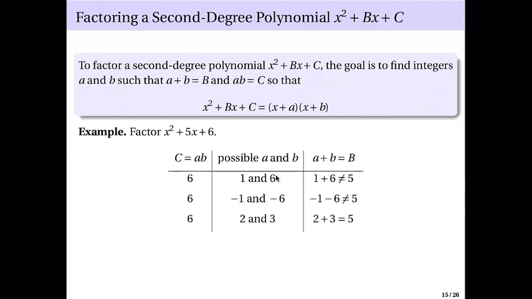Suppose these were our trials. Suppose you were not able to try this first. You could have tried negative 2 and negative 3, and you will see that these two fail to have a sum of positive 5. So this is the correct pair that we need. And therefore, we now have the factored form of x squared plus 5x plus 6. That's x plus 2 times x plus 3.